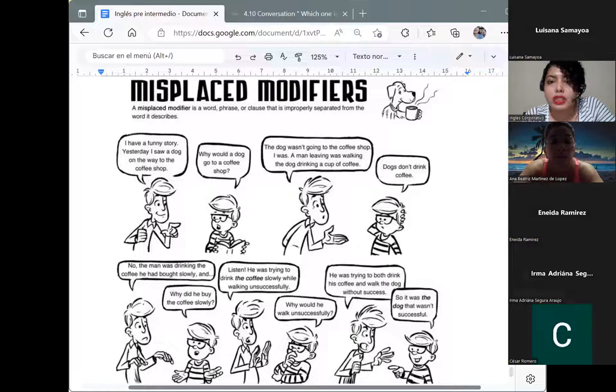He was trying to both drink his coffee and walk the dog without success. So, it was the dog that wasn't successful. Estaba tratando de hacer las dos cosas. Tomarse su café y pasear al perro, pero sin éxito. Así que era el perro el que no estaba siendo exitoso.